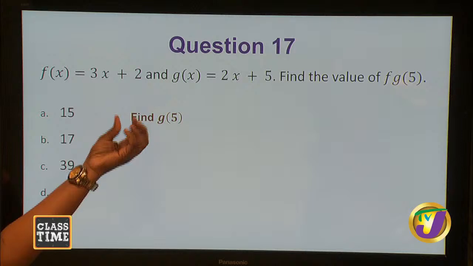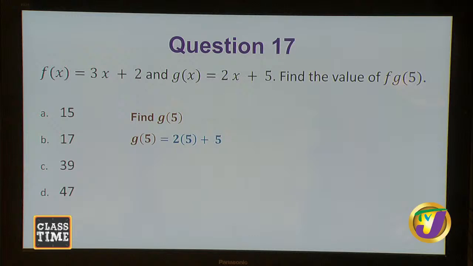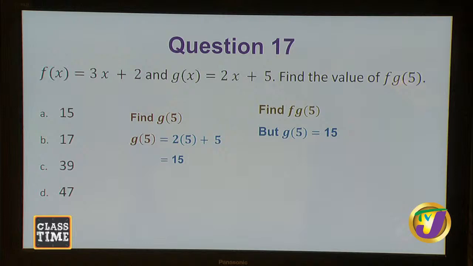So let's do that quickly. So g of 5 is now 15. 2 multiplied by 5, that's 10. Add 5, 15. So what am I going to do with this 15 now? I know that g of 5 is 15. So I was originally asked to find f of g of 5. I know that's 15, so I'm now finding f of 15.